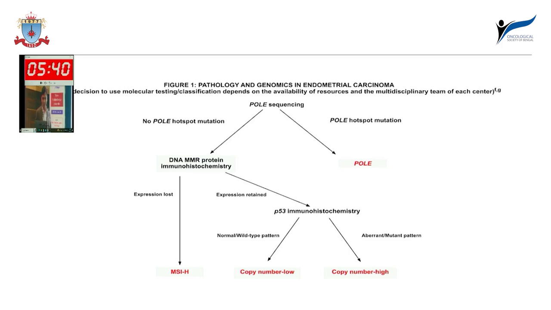There are 4 types of endometrial cancers, namely POLE mutations, the MSI deficient or MMR deficient, copy number low, P53 wild type, and P53 copy number high, in which patients with POLE mutations do very well. Ma'am, you want to say something about this, as to how it will impact the choice of adjuvant therapy?